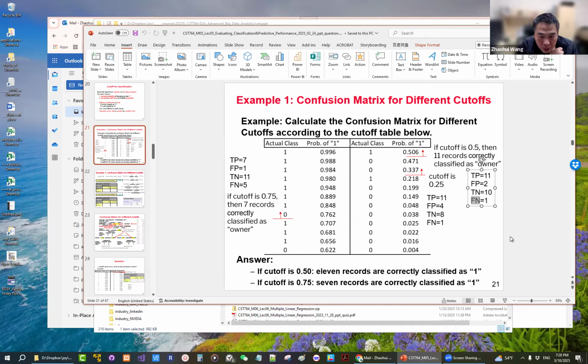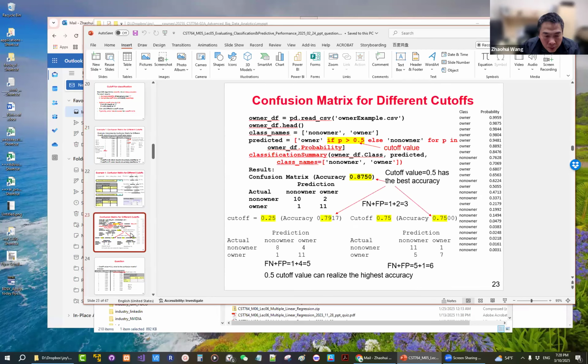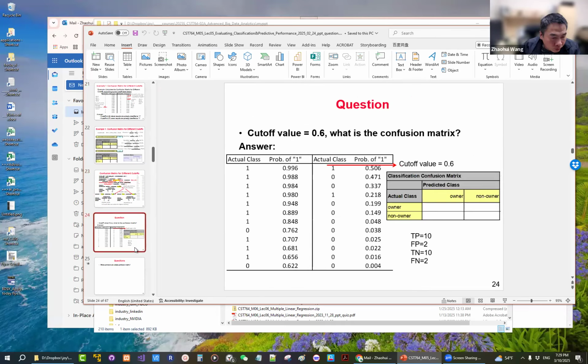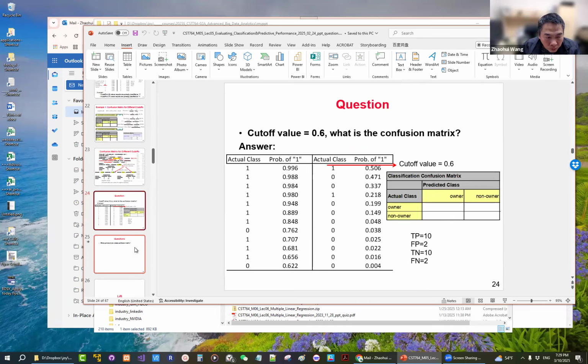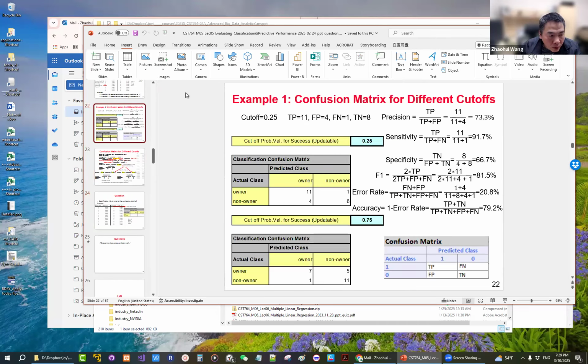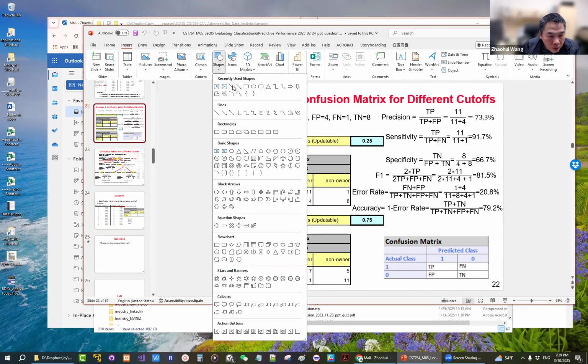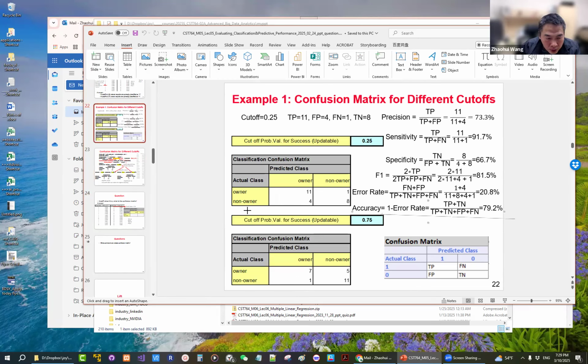Is there any questions? Okay, we continue. So actually we have two cases here.